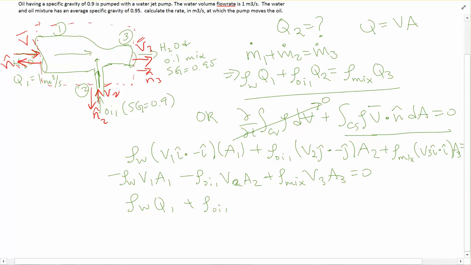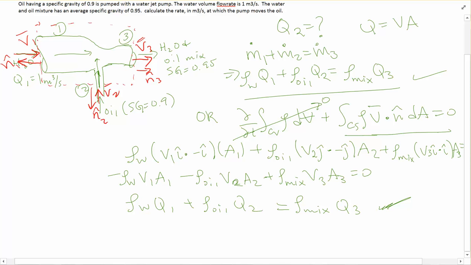Okay, so we could rewrite this then and say that this is rho of the water times Q1 plus rho of the oil times Q2. Let's move this term over to the right, get rid of our negative signs. So that'll equal rho of the mixed fluid times Q3. So notice that this equation here is the same thing we had up here. Okay, this just went through and showed you how to get it.